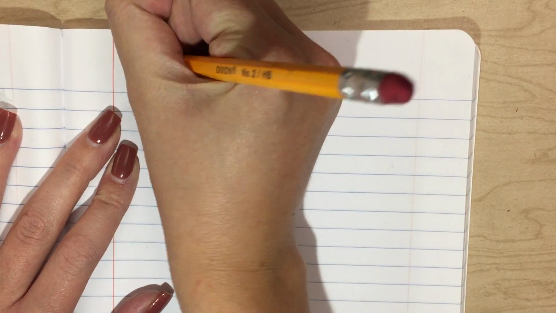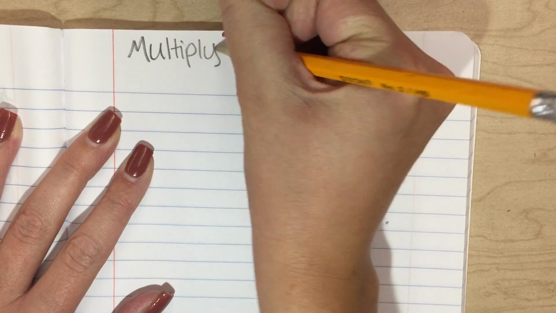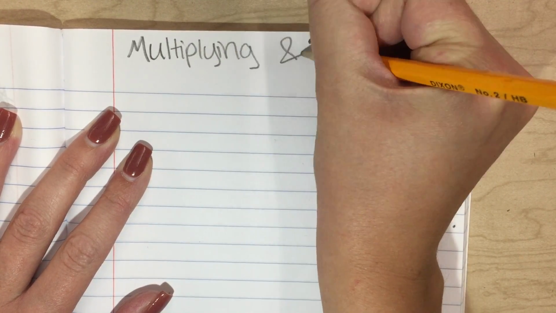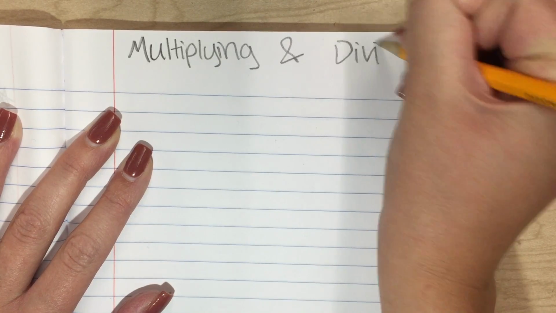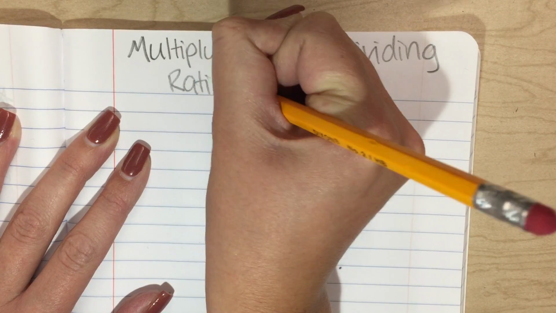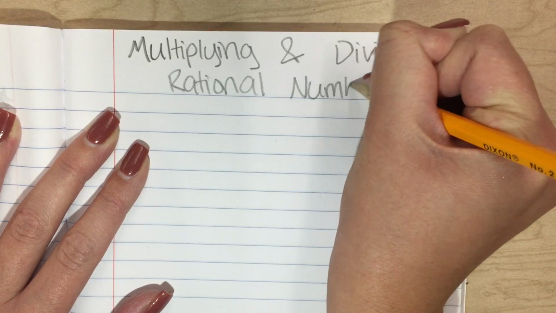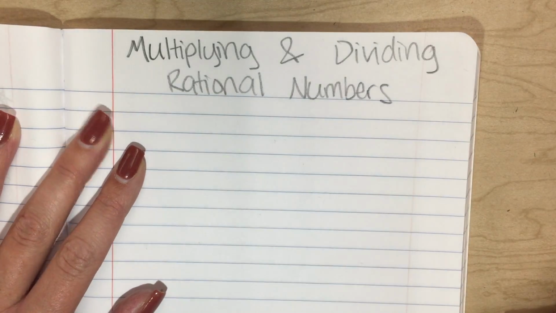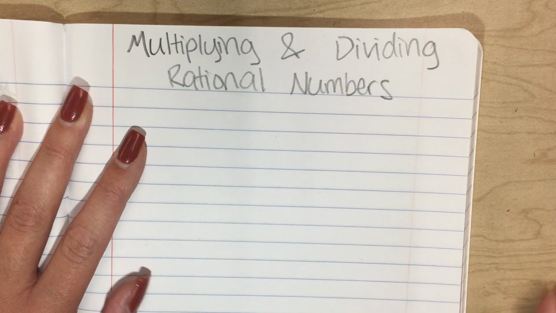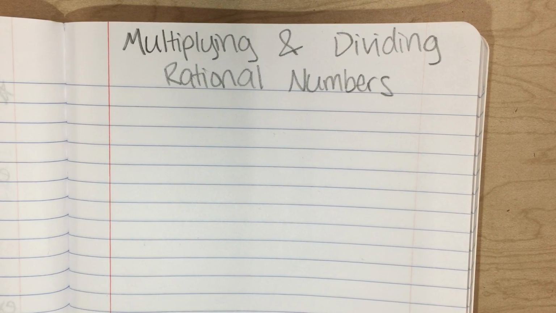Today we are on page 25, and the title of today is Multiplying and Dividing Rational Numbers. Before we get started, I just want you to remember the rules for multiplying and dividing integers.